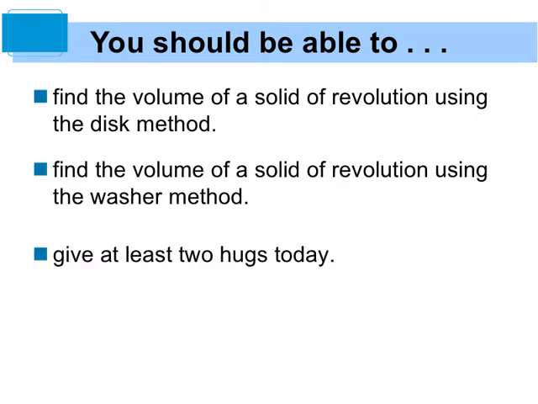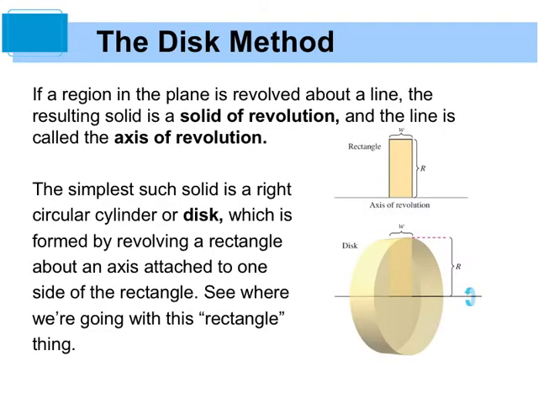Then we'll talk about the washer method, and you should give 2 hugs today. Not now. And not me. There's our representative rectangle. I blew up our representative rectangle so we can see better what's going on, because the representative rectangles that we used have 0 thickness. This one I gave some thickness and called it W.